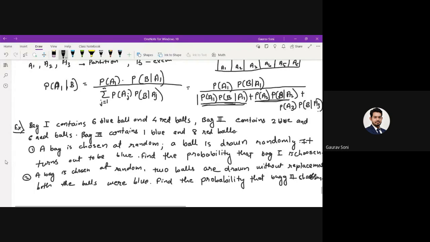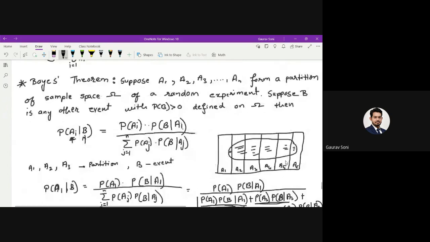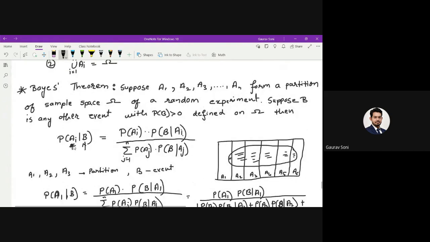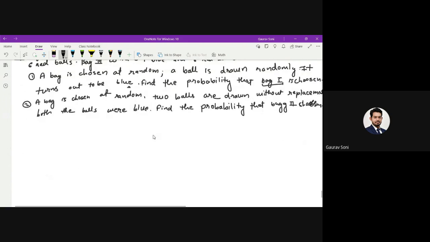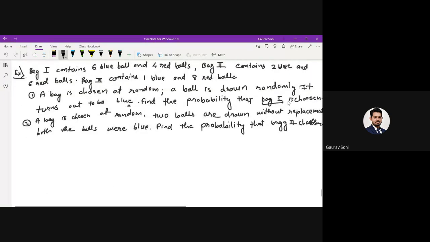Now look at the question. What is the question? A bag is chosen at random. The ball is drawn randomly. It turns out to be blue. Find the probability that bag 1 is chosen. According to Bayes' theorem, whose probability do you find? You find the probability of the partition, or the event. So you are finding out the probability of the partition. You need to find the probability that bag 1 is chosen, which means the first partition is chosen.